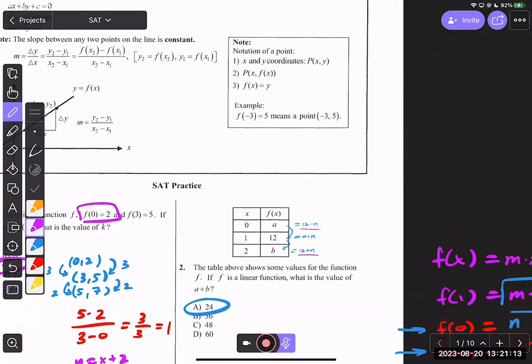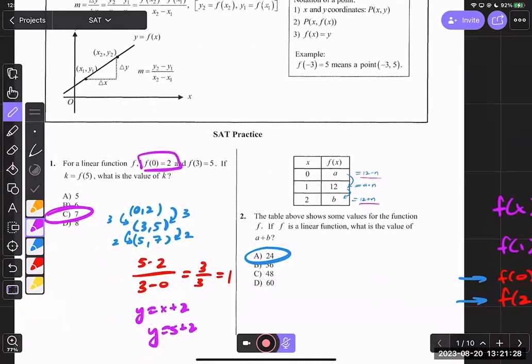Any questions here from anyone? So this problem fully relies on the fact that the difference here and the difference here is the exact same. Otherwise, this problem would be a lot harder to do, if not impossible. But your answer here is 24. All right, let's move on.